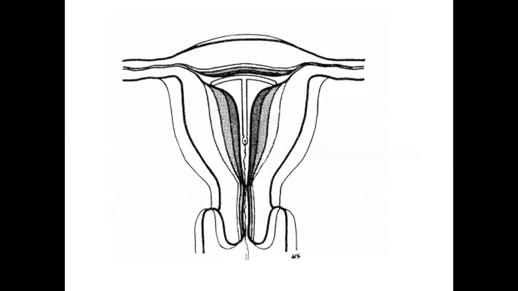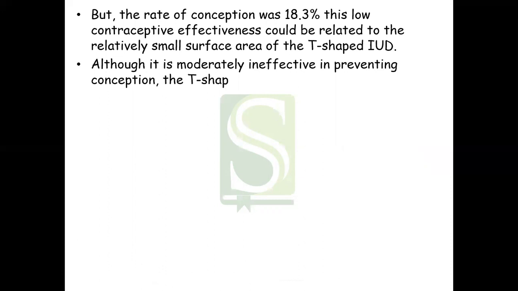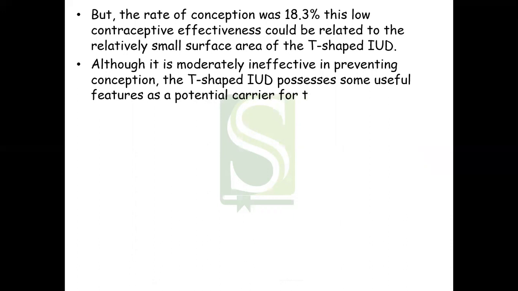Now if you observe this diagram, it is clear that this is the T-shaped IUD, and after insertion into the uterus, it gets completely fixed in the uterine walls, okay, and hence there is less chance of expulsion. But the rate of conception in this case was found to be 18.3%. This low contraceptive effectiveness could be related to the relatively small surface area of the T-shaped IUD.